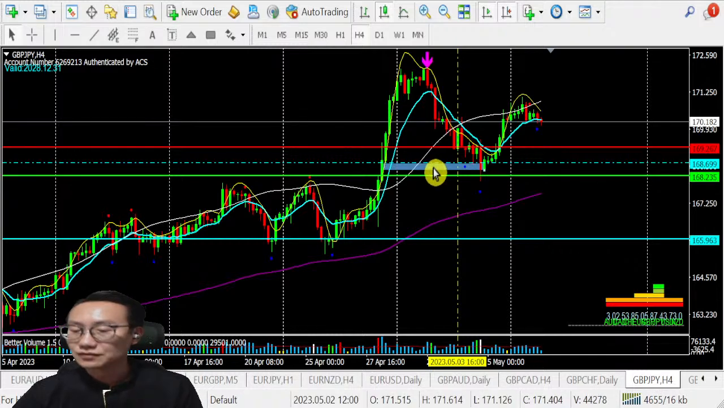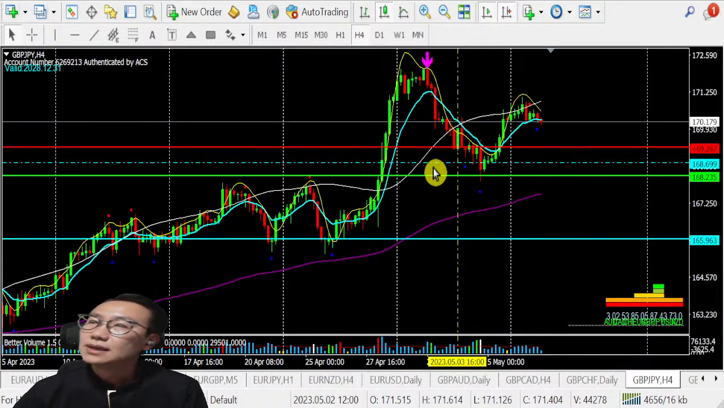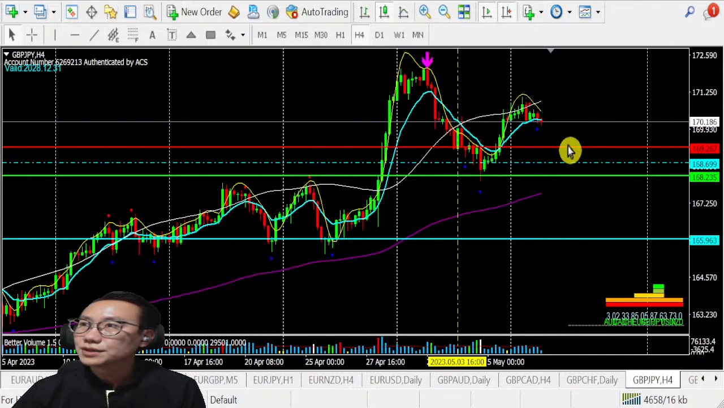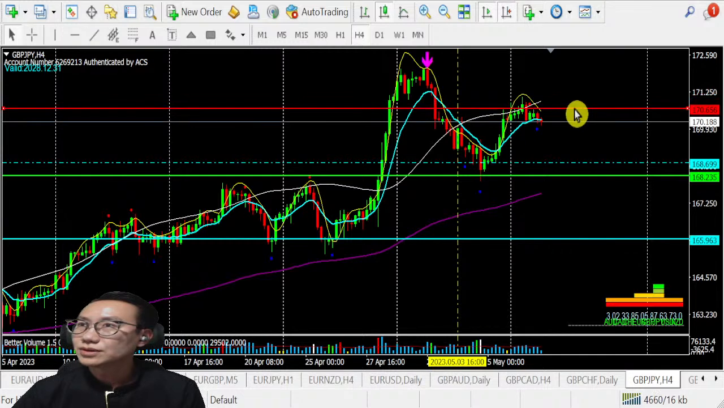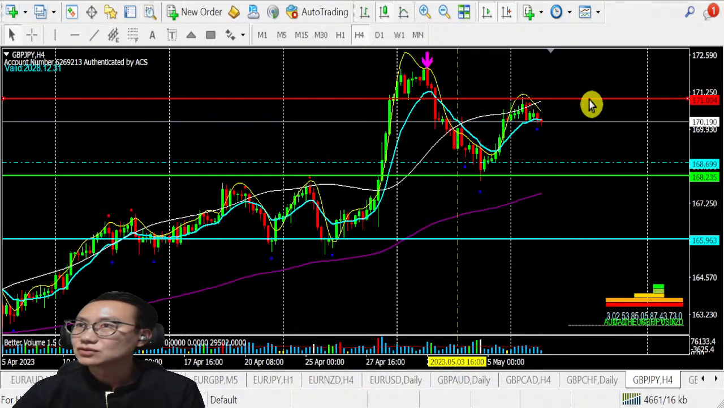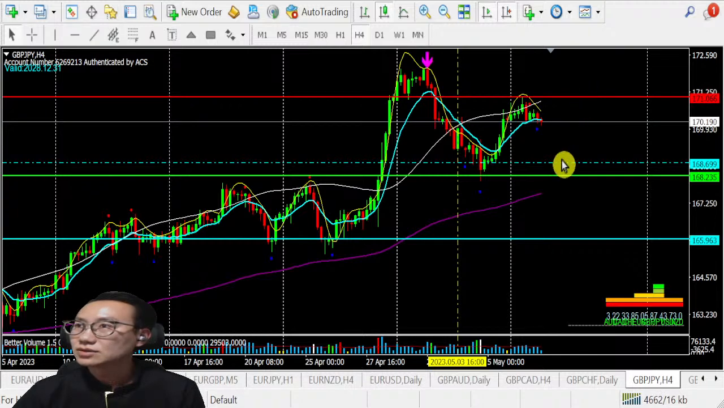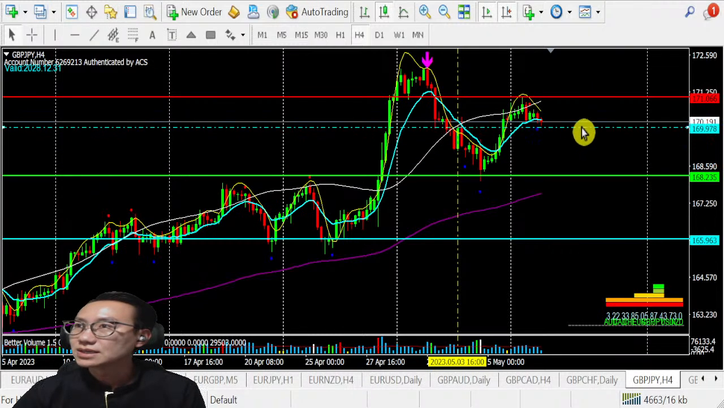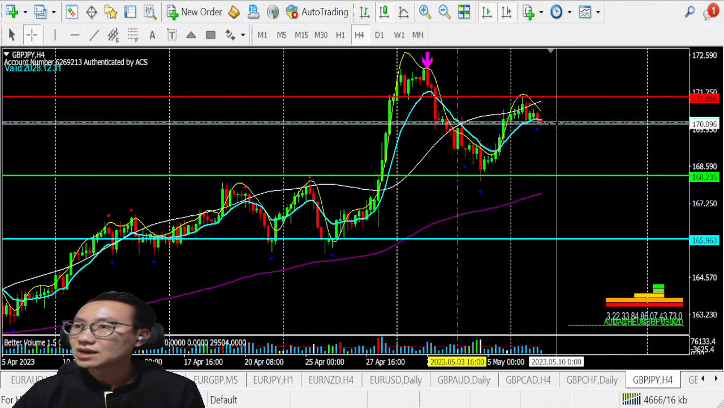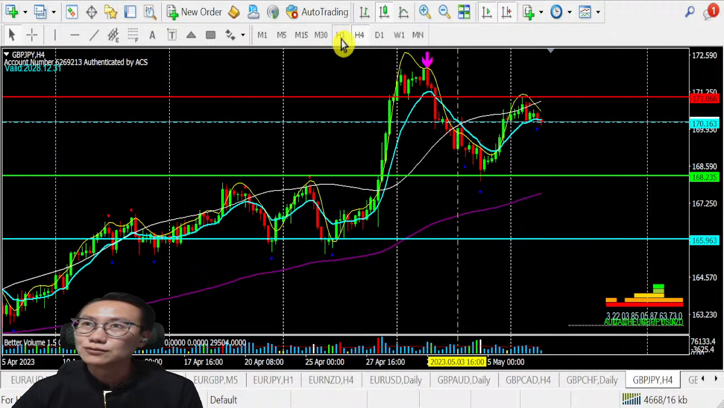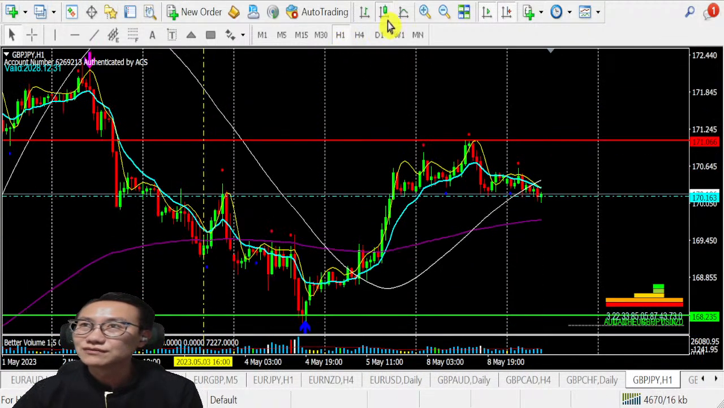Let me remove this. Over here, we have now come to a point where it tested into this area, taken out the liquidity, and now it's moving downwards. I would say that tentatively we are having a support here, but with this pound yen, we have very good selling space down there. It looks very, very good.